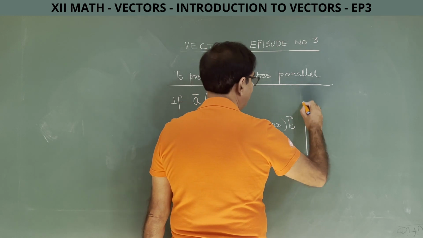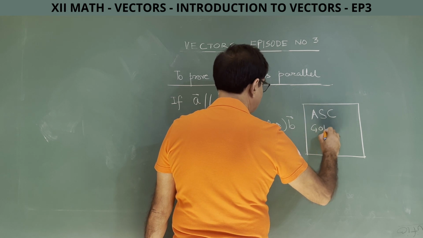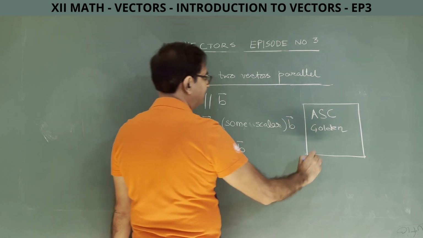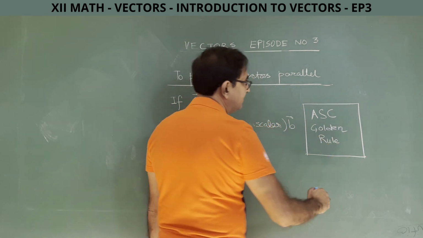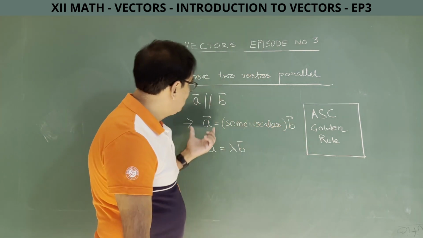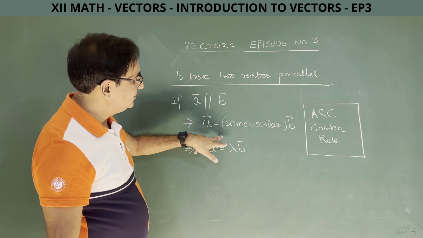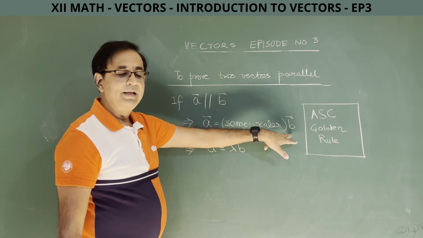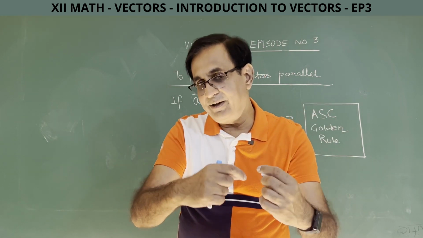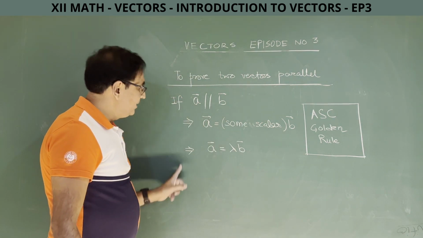I will call this rule, I am going to use it very often, I will call it the ASC golden rule. This is no official name, but I am going to use this very important concept as the ASC golden rule. So, in the future episodes, if I say what is the ASC golden rule, you should be able to recall that it means this: if A is parallel to B, then you can write A as some scalar multiple of B. So, when I am doing numericals, I come to one stage A is parallel to B. In the next line I will write therefore A is equal to lambda B. So, this is a very important concept.